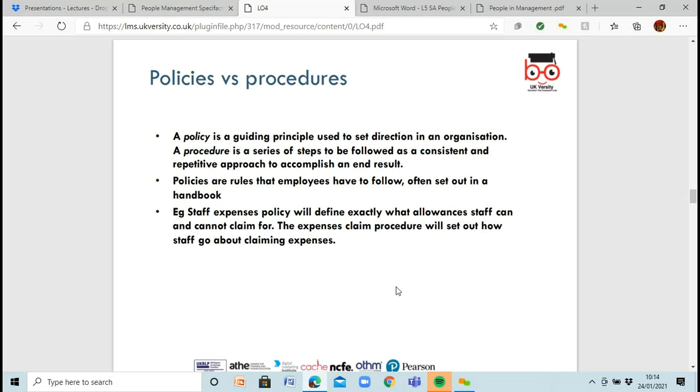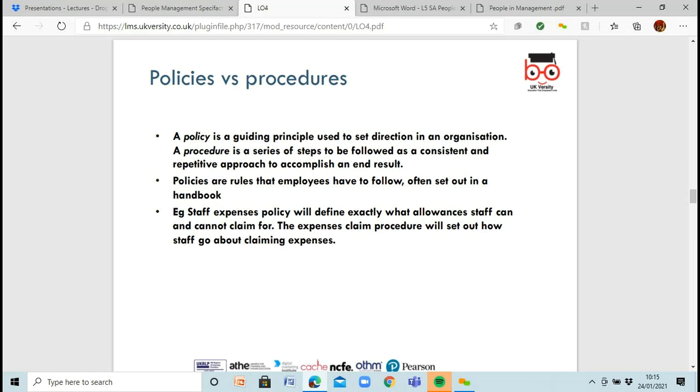So we have policies versus procedures. We all know that a policy is a guideline, a principle that is set out within the organization of the things that you should work towards, the standards that you need to set. A procedure is a series of steps that needs to be followed. It's a consistent and repetitive approach to make sure that you're achieving a particular result. So policies are rules that employees have to follow.